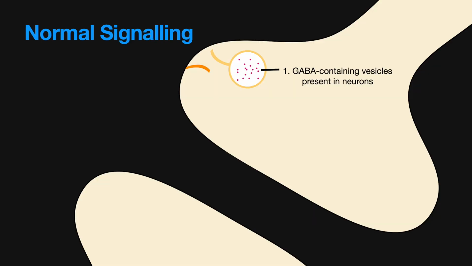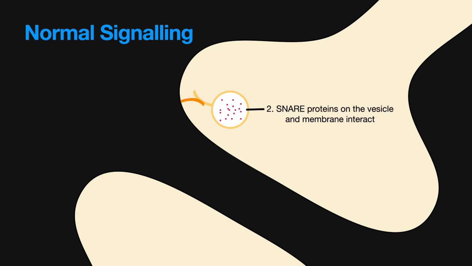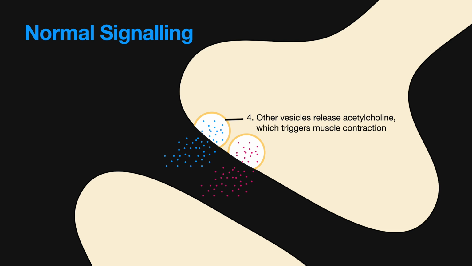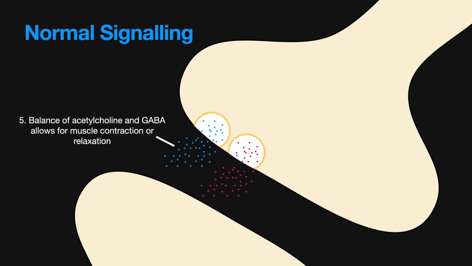Before we take a look at how tetanus affects the body, we should review normal signaling. Normally, GABA-containing vesicles are present in the neurons, waiting for an action potential to occur. When stimulated, snare proteins on the vesicle membrane and the neuron cell membrane interact. This causes the vesicle to fuse to the neuron membrane and release GABA into the synapse. There are other similar vesicles that do the same process, but for acetylcholine. The relative balance of acetylcholine to GABA helps to dictate whether a muscle contracts or relaxes.